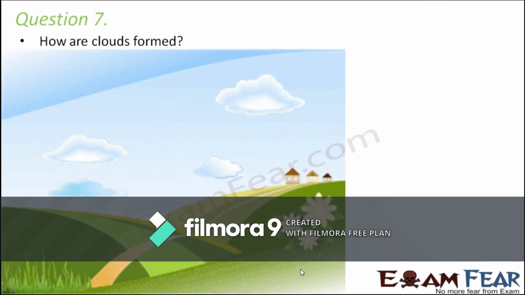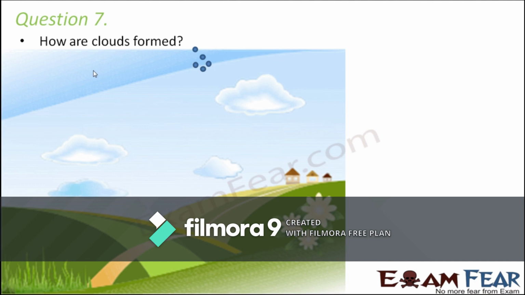Question number 7. How are clouds formed? So as we discussed before, as we go higher, the temperature decreases. Therefore, as air moves up, the air tends to become cooler. At a certain height, it becomes cool enough for condensation to take place. So condensation takes place. As a result, water vapor that is present in the atmosphere gets converted into liquid water droplets. These liquid water droplets, being very light, keep floating in the atmosphere.